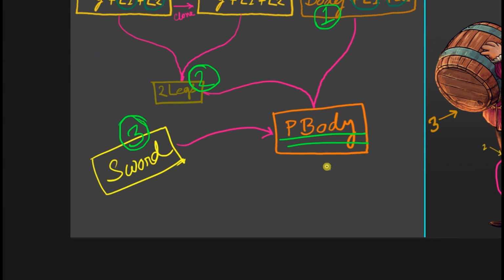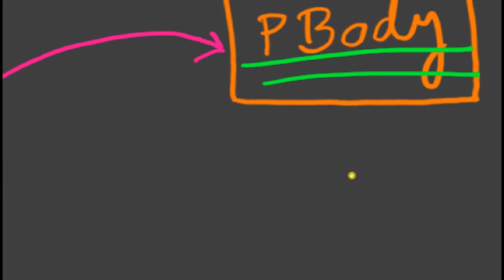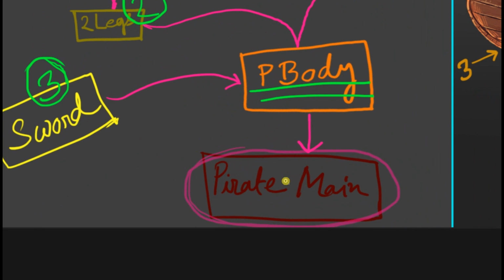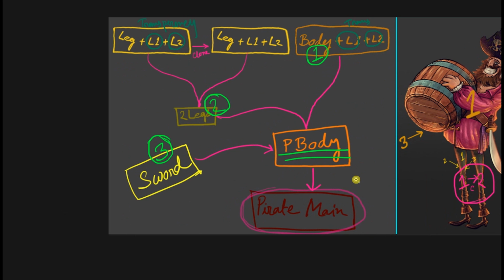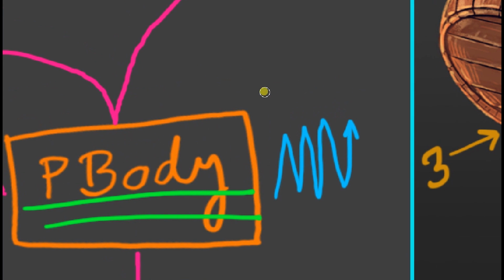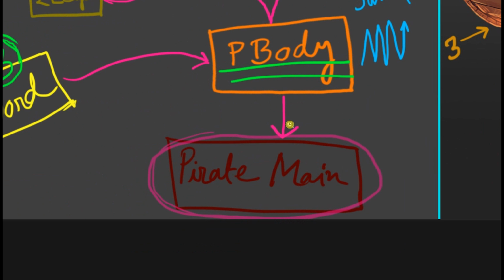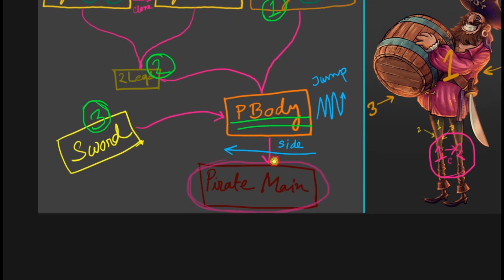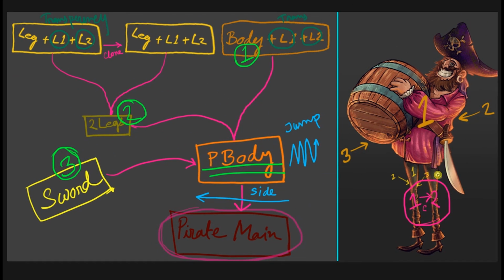Now this body peg bar is parented with another peg bar, and this is the final peg bar called pirate main layer. For these two main peg bars, we are going to have two different types of animation. For this pirate body peg bar, which is a jump peg bar, we are going to add the jump animation into it. And for the pirate main peg bar, we are going to add the moving animation from left to right. So that's how the whole hierarchy system of the character is working.